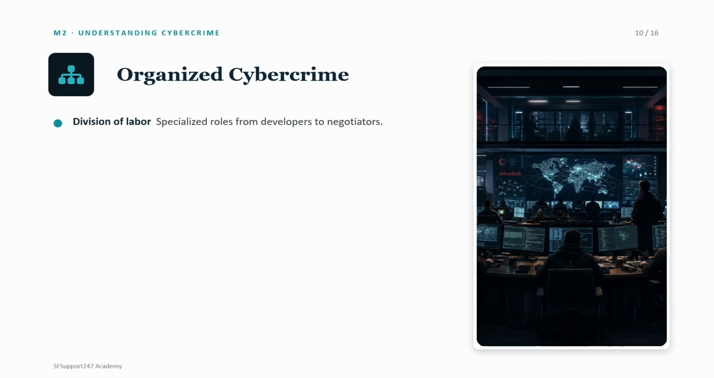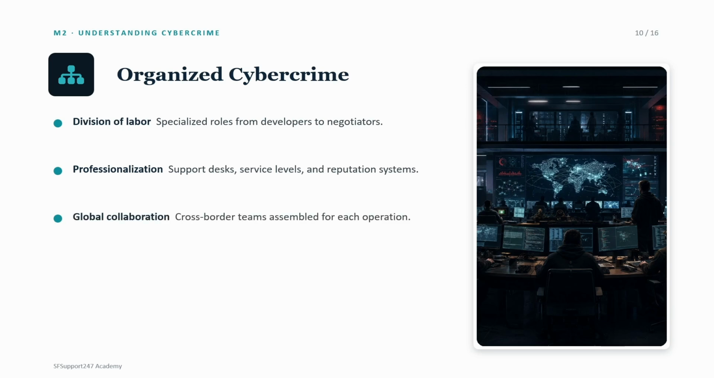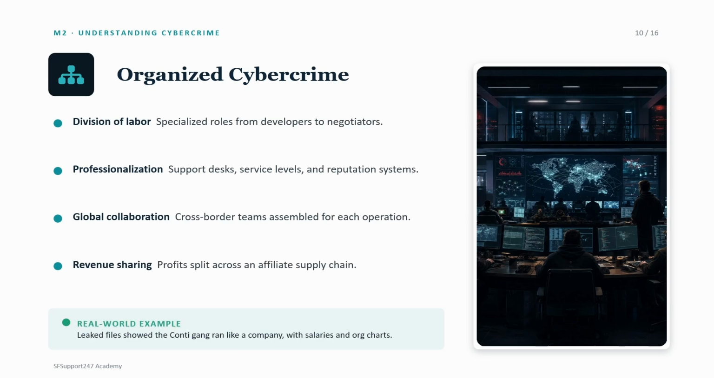Organized cybercrime, specialized roles from developers to negotiators and support desks. It looks like a very established, organized crime setup. They have set up service desks, they have developers, they have different roles also. It's interesting to uncover these kinds of things in our research. Global collaboration, cross border teams assembled for each operation, with profit splits like revenue sharing. It's amazing to see, and crazy to realize these things are happening, right? Leaked files showed the Conti gang ran like a company with salaries and org charts.